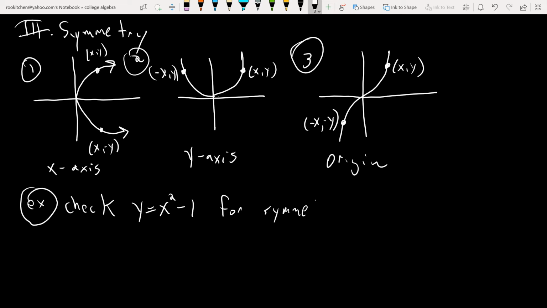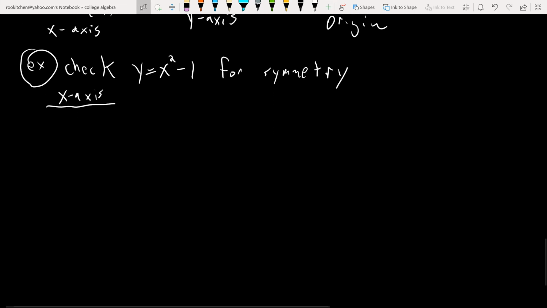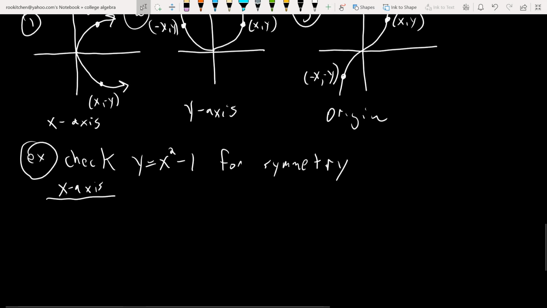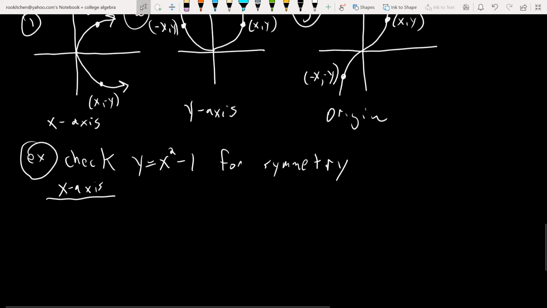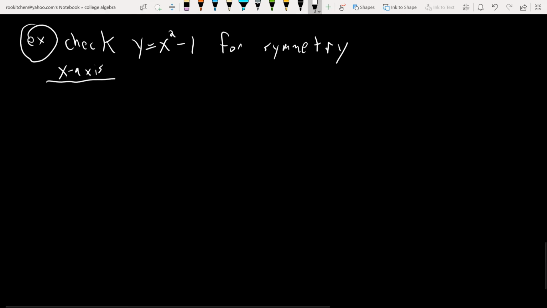I'm not even going to graph the thing. I'm just going to use these algebraic methods. And if I give you a test, I would expect you to do this kind of test. So for x-axis symmetry, if you look at picture 1 above and to the left, it's (x, y) and (x, negative y) on the bottom. So in the equation, I'm going to replace y with negative y and see what happens.